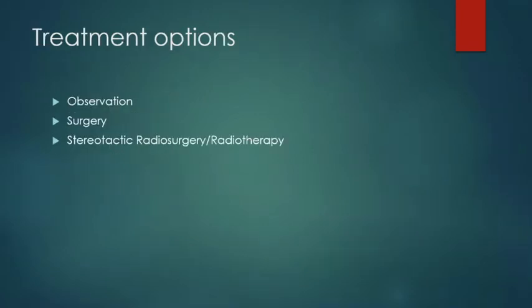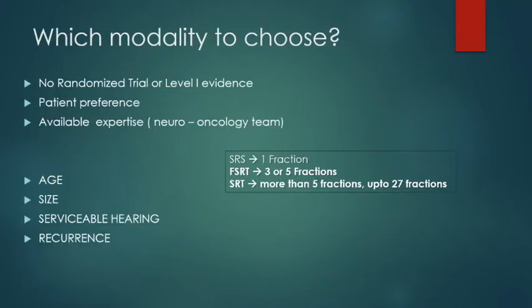You know that the treatment options are observation, surgery, stereotactic radiosurgery, or radiotherapy. No randomized trial or level 1 evidence. So there are two things. One thing is the patient preference. Sometimes patients say that I don't want a surgery and I want radiation. If the results are equivalent, you have to choose them. And most importantly, the available expertise.